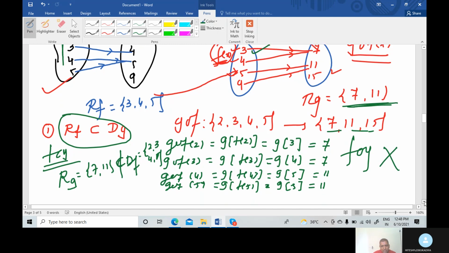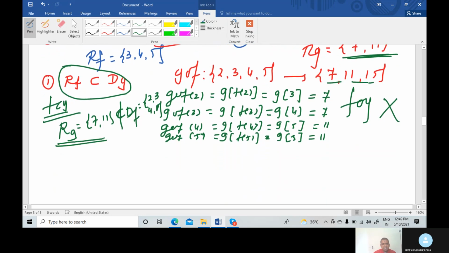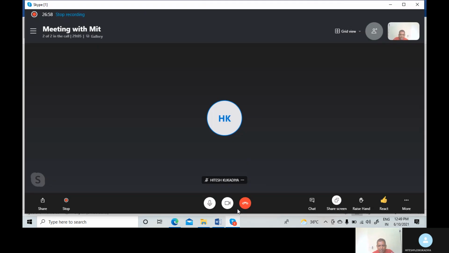FOG is possible whenever the range of G is a subset of the domain of F. But here the range of G has elements 7, 11, and the domain has elements 2, 3, 4, 5, so it does not contain any one element. So here FOG is not possible. Is that clear? Now more sums to calculate in the next lecture. Here the lecture is completed. Thank you very much.